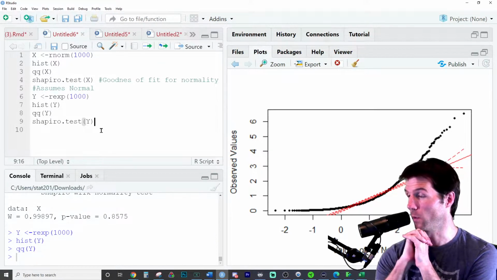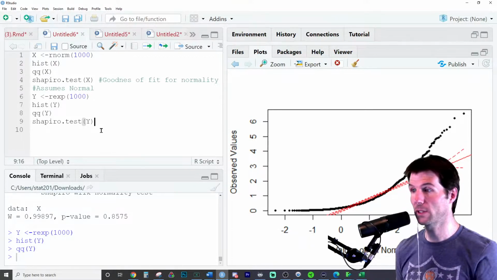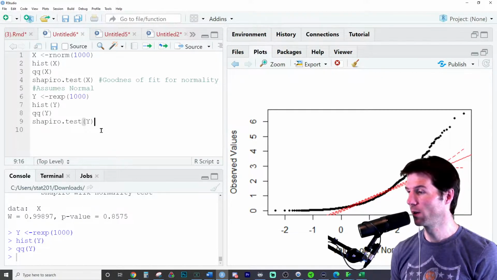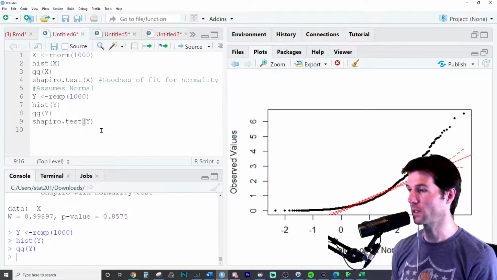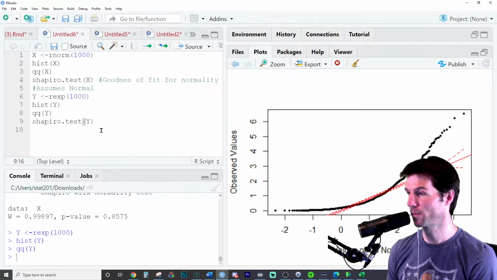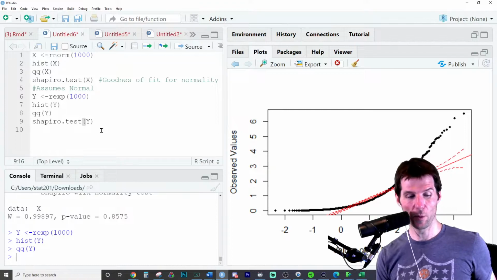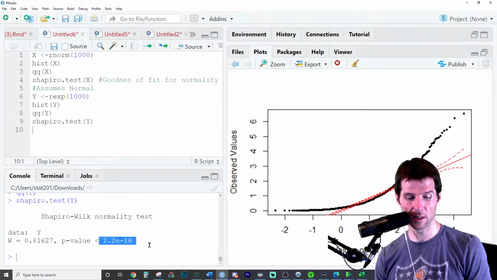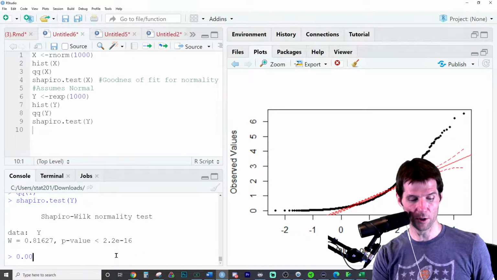So very good review and very important for 201. I know we haven't done this yet in 201, but this is like tests 1, 2, and 3. This is going to become super important. The p-value here, because you're rejecting the null, must be very what? Low.